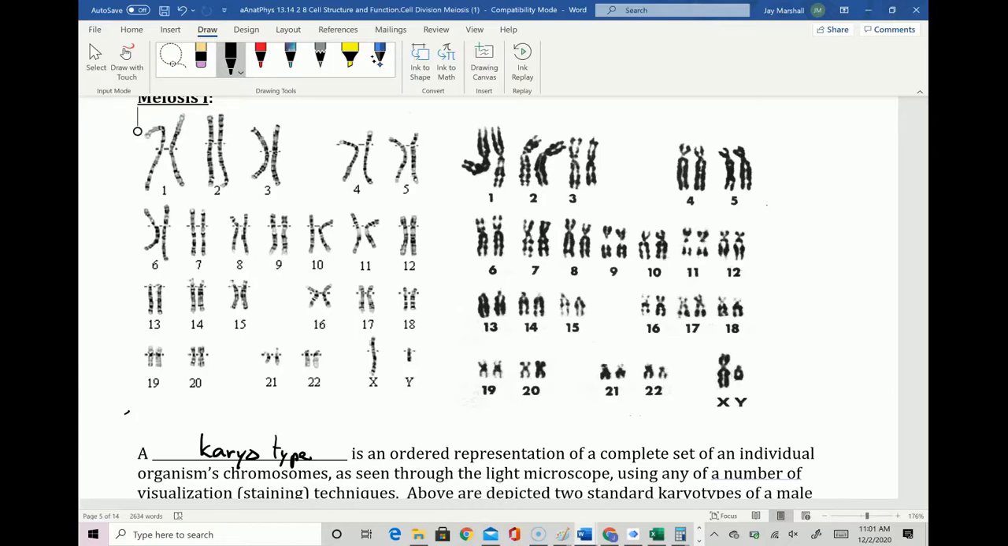So I see 2 in each, 1, 2, 3, 4, all the way up through 22. And then I see an X and a Y chromosome giving me a male phenotype. So this is a male phenotype because I've got an X and a Y chromosome. But I've got 22 pairs, so that's 44, 45, 46 chromosomes altogether. So on the left side, I've got 46 chromosomes.